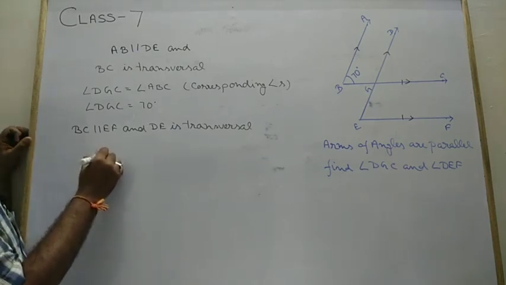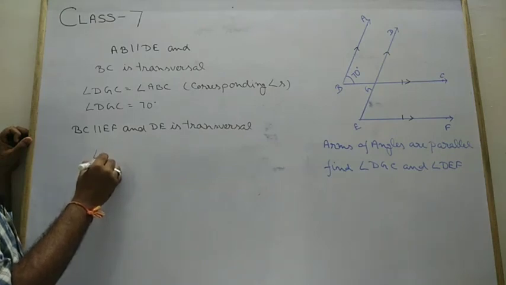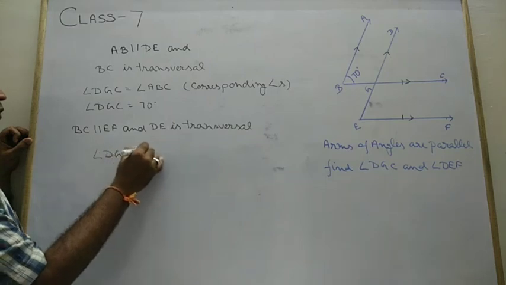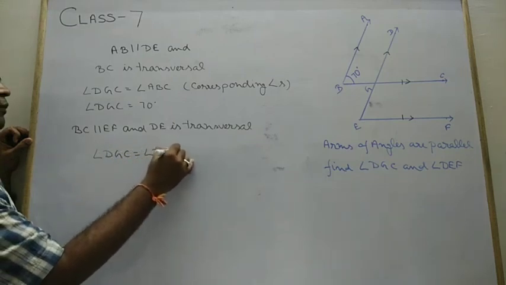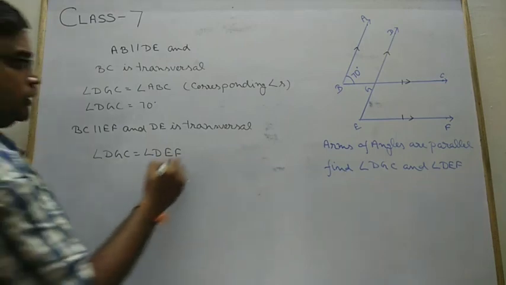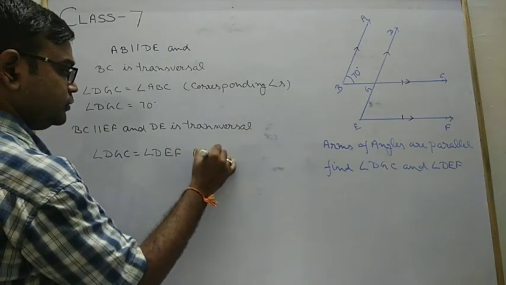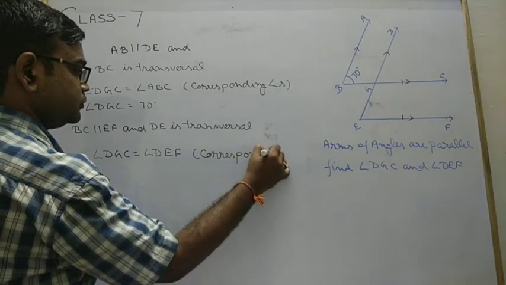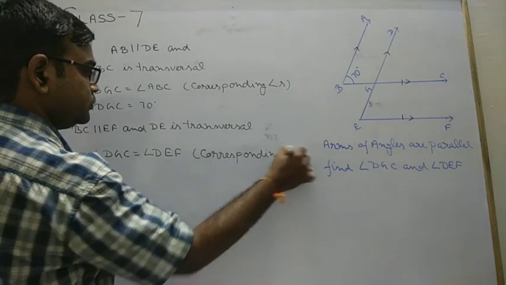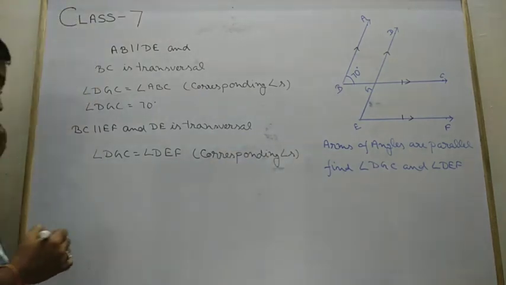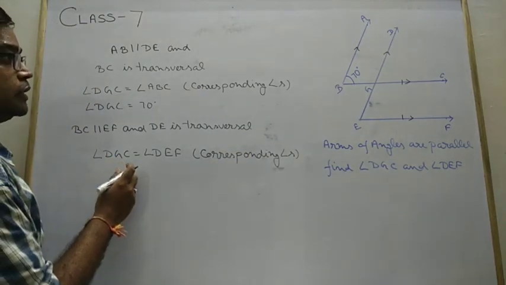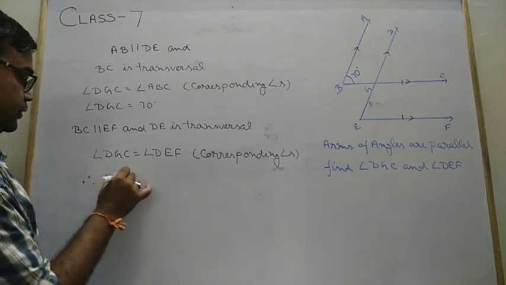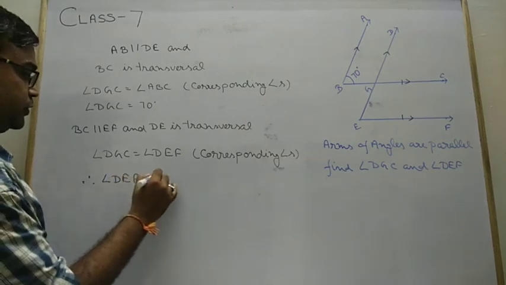angle DGC equals angle DEF. Why are they equal? Because they are corresponding angles. So we know the value of DGC, it's 70 degrees. So we can write down therefore angle DEF equals 70 degrees.